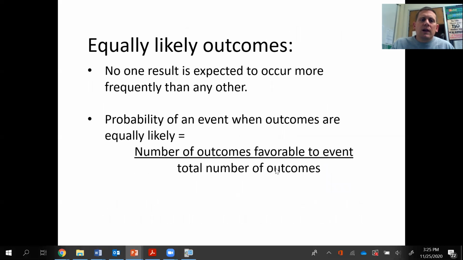Okay. Equally likely outcomes. No one result is expected to occur more frequently than another. The probability of an event when outcomes are equally likely: you take the number of outcomes favorable to the event and divide by the total number of outcomes. It's very similar to relative frequency, except for the fact that we're not really counting here. We kind of have a total number, we kind of have a number, and we just divide those two, whereas the frequency, we are counting. We count up, and we figure that out. But it's very, very similar.